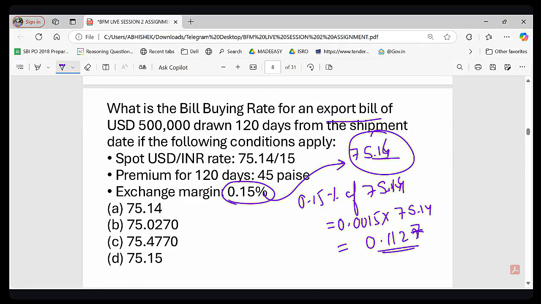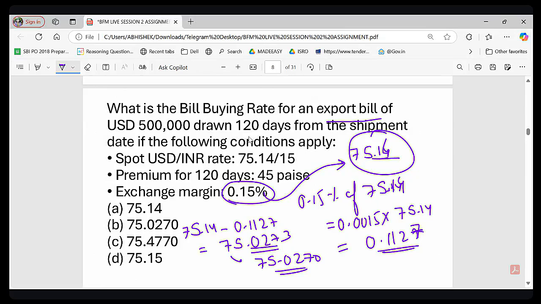Please share your answer. Take 10 seconds. Just deduct the margin, that is 0.1127, from the 75.14. After deducting, what will you get? I'm just doing it here. 75.14 minus 0.1127. So it will give you how much? Any answer from your side? Okay, so after deduction, you will get 75.0273. Let's round it to 75.0270.